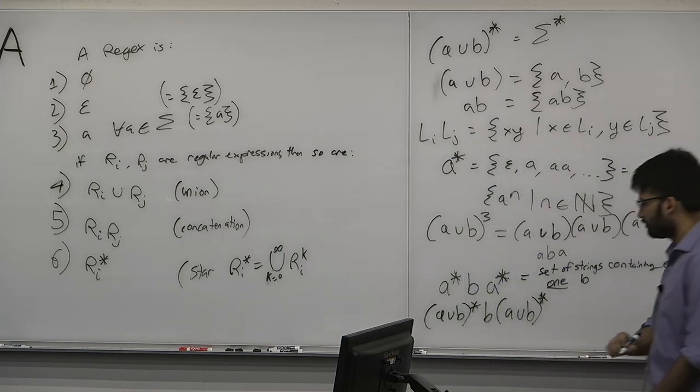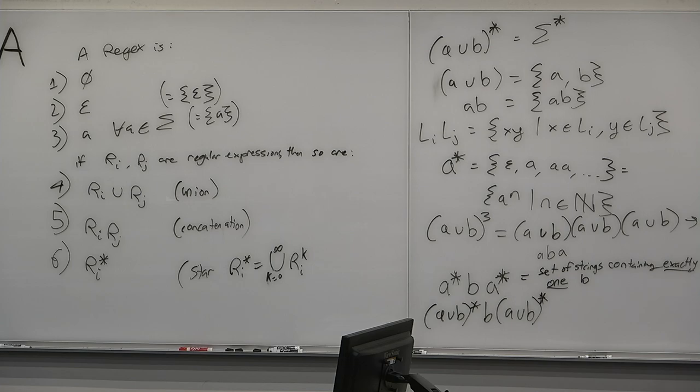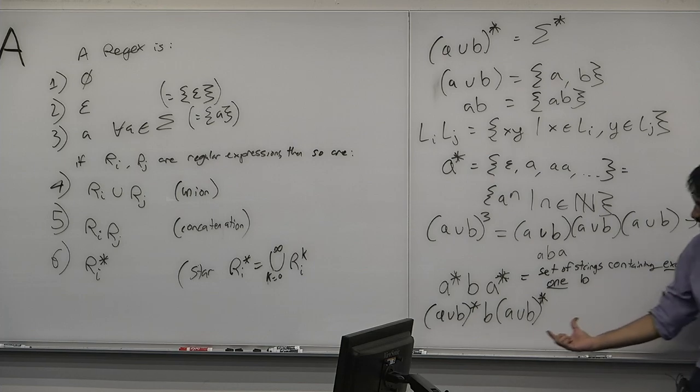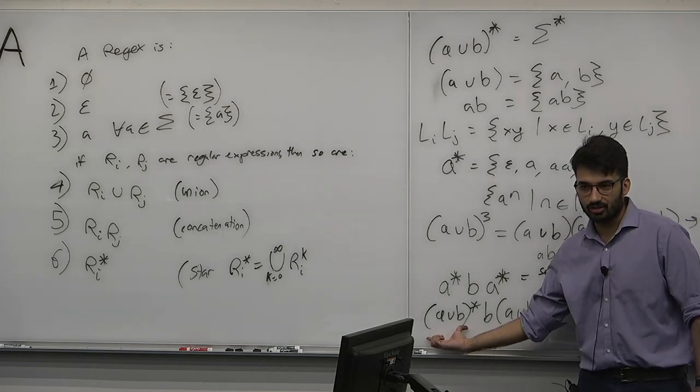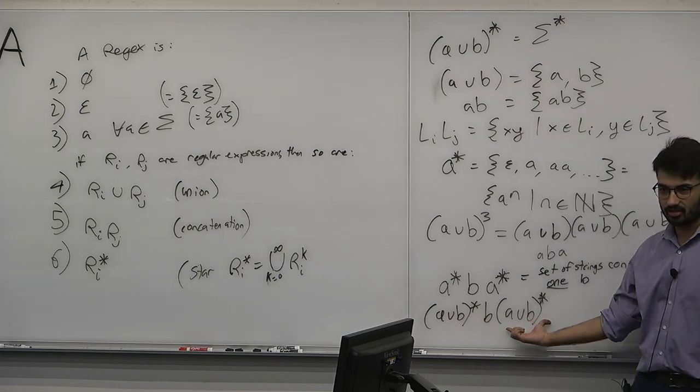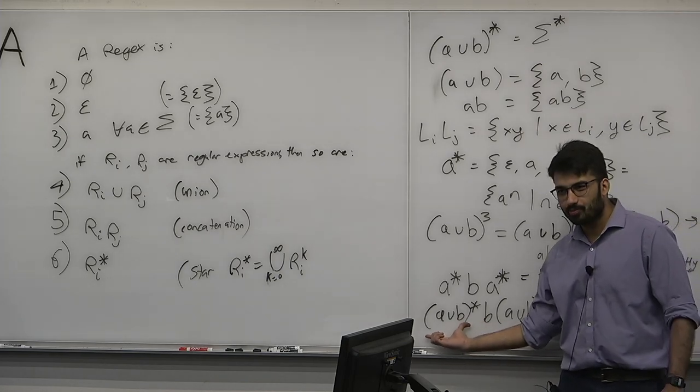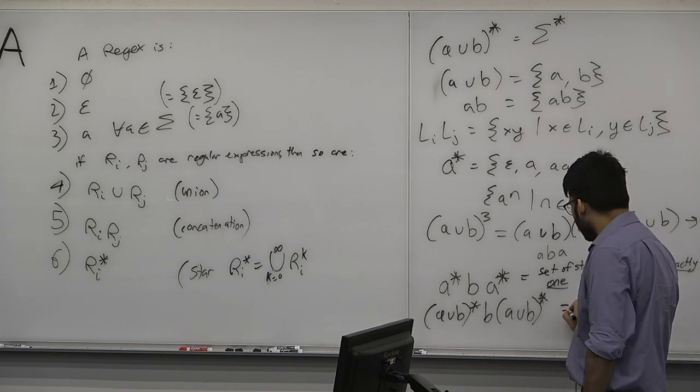Set of strings containing at least one B? Yes. Why? You guys see that? So again, think recursively. This part is a regular expression for sigma star. This part is a regular expression for sigma star. So we can non-deterministically choose a prefix and a postfix.